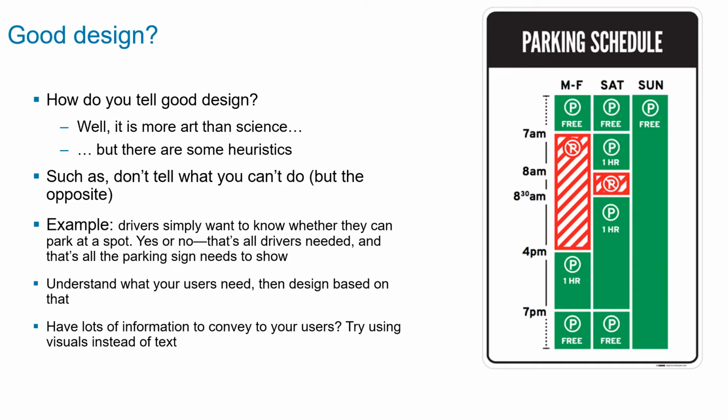So let's take a step back and think, how do you tell something is good design? Well, design is more art than science, but there are some heuristics, some rules of thumb, if you like. One of these heuristics is don't tell a user what they can't do, but do the opposite. Tell them what they can do.